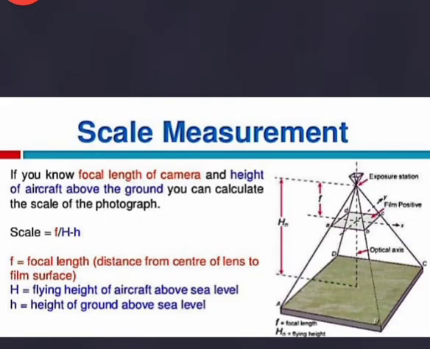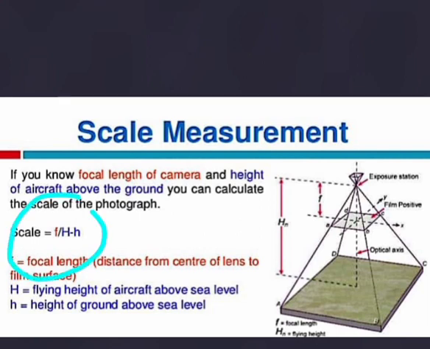Now we are going to discuss the scale measurement, right? The derivation of the scale we are going to derive in part 2, as I said previously also. Here, just briefly about the scale: if you know the focal length of a camera and the height of aircraft above the ground, you can calculate the scale of photograph. That formula I have written here.